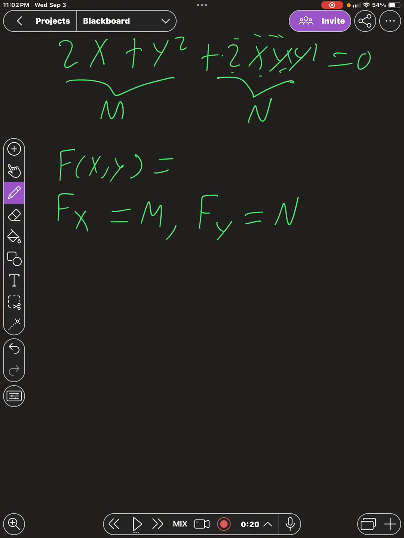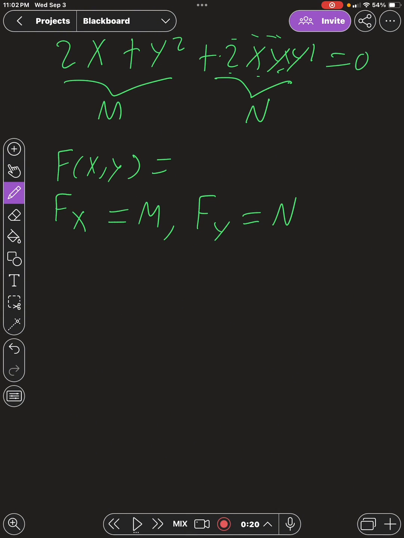Okay, so how do we find this potential function? Well, we can either integrate M with respect to x or N with respect to y. Both of these approaches are valid. You can take both approaches. For this demonstration, we're just going to integrate M with respect to x. So what are we going to get? And you'll see more of what I mean by potential function and how it works.